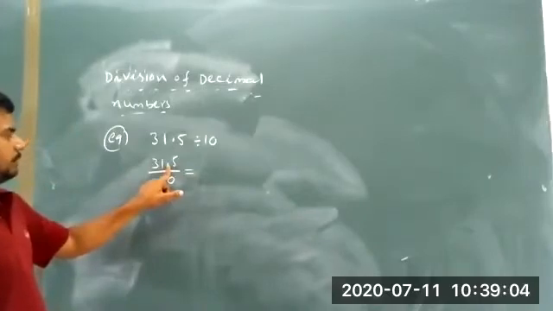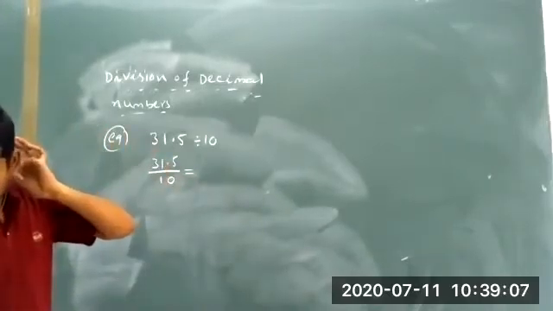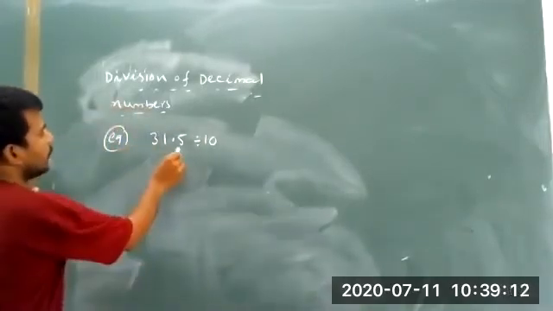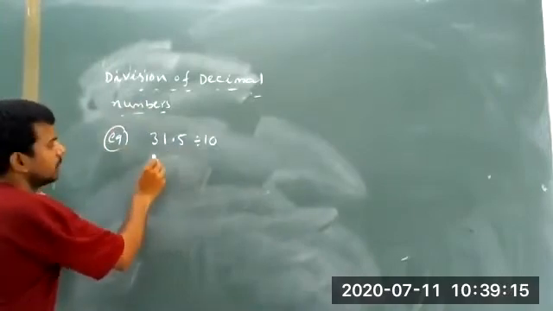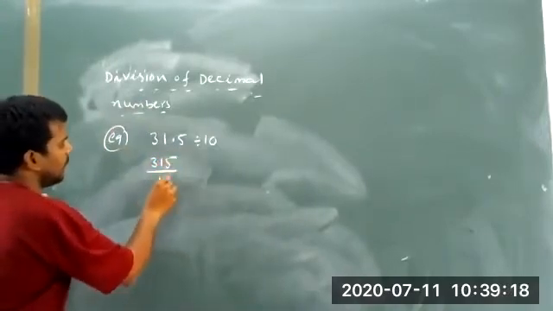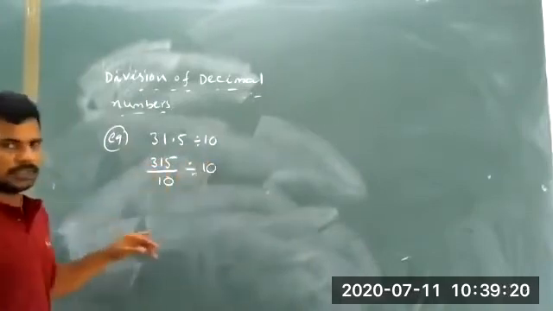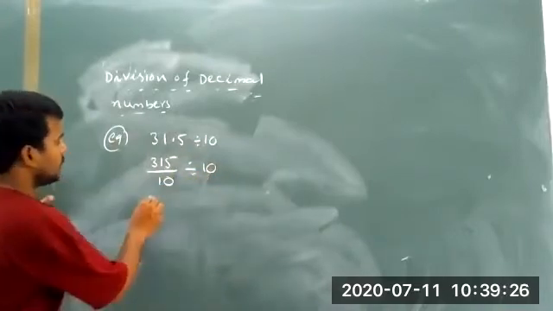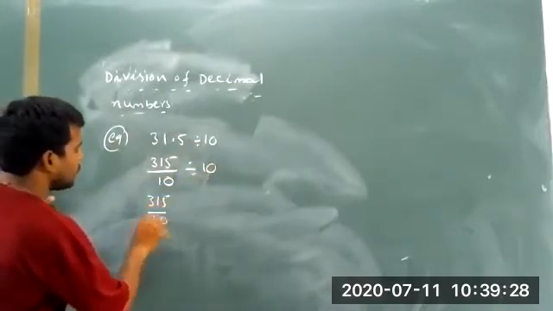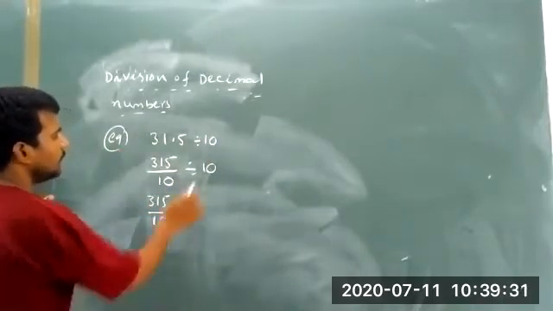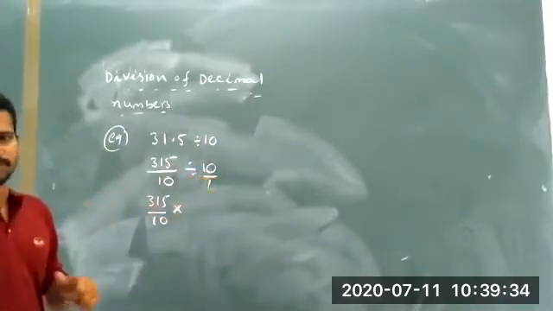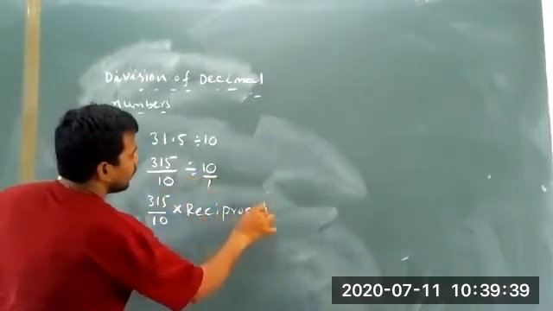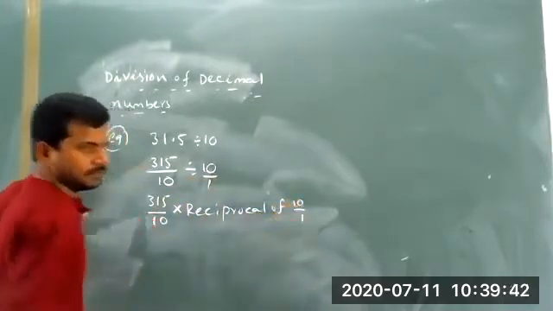Here is the decimal point, so we have one more method. Take this number first. How many decimal places are here? 1. That's why 315 by 10 divided by 10. So this is 315 by 10 into, since 10 means 10 by 1, the reciprocal of 10 by 1.